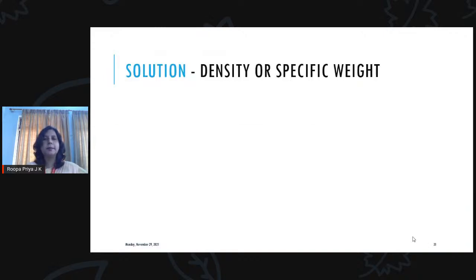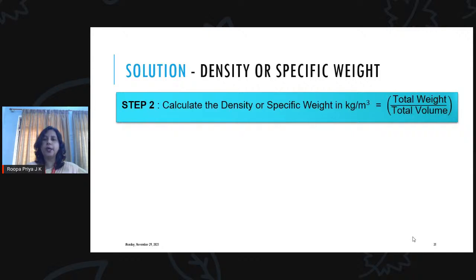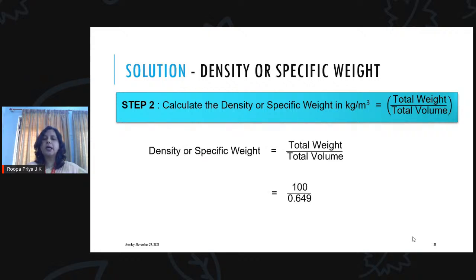With this, step 2 would be to calculate the specific weight using the total weight of the solid waste components and the total volume, which we have just calculated. According to this, we have the total weight as 100 and the calculated total volume is 0.649, and the specific weight of solid waste for this particular problem is 154 kg per meter cube. So this is the solution to our problem number 2, which is evaluation of the specific weight of solid waste.